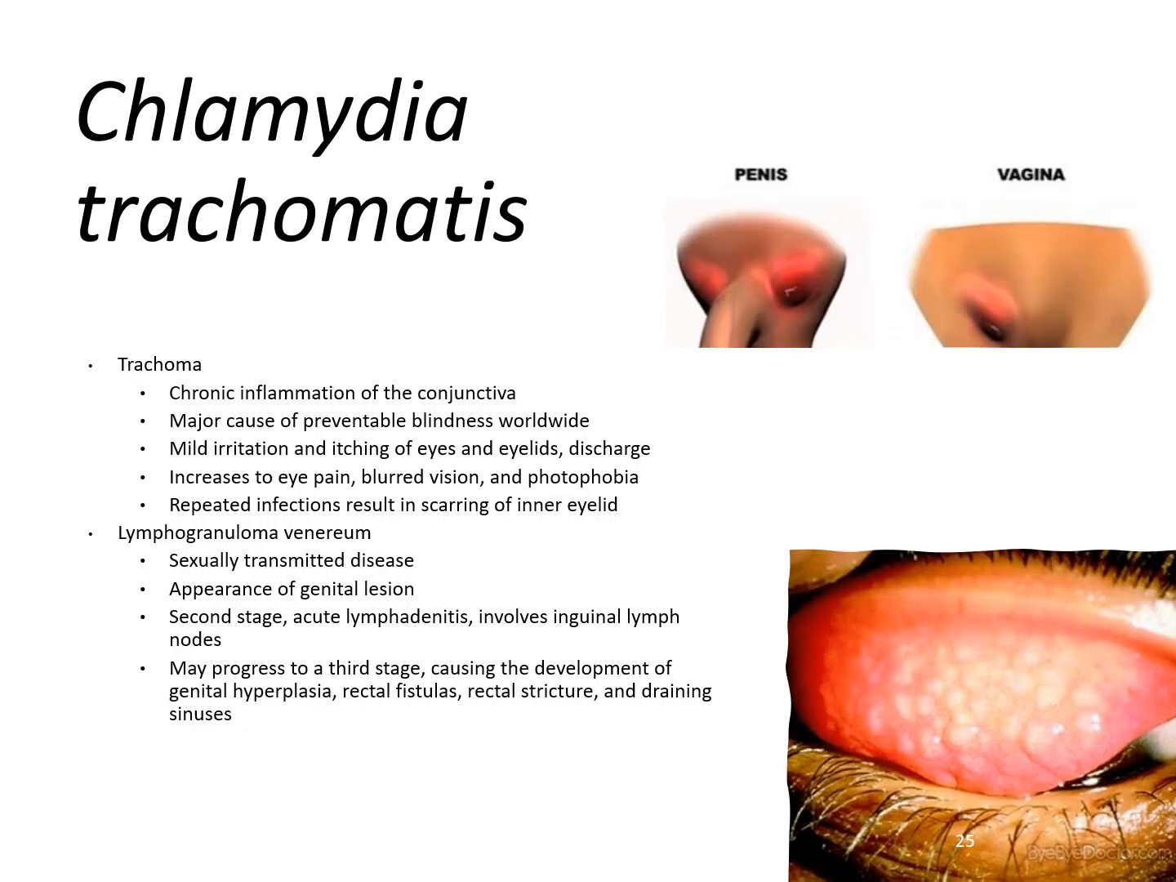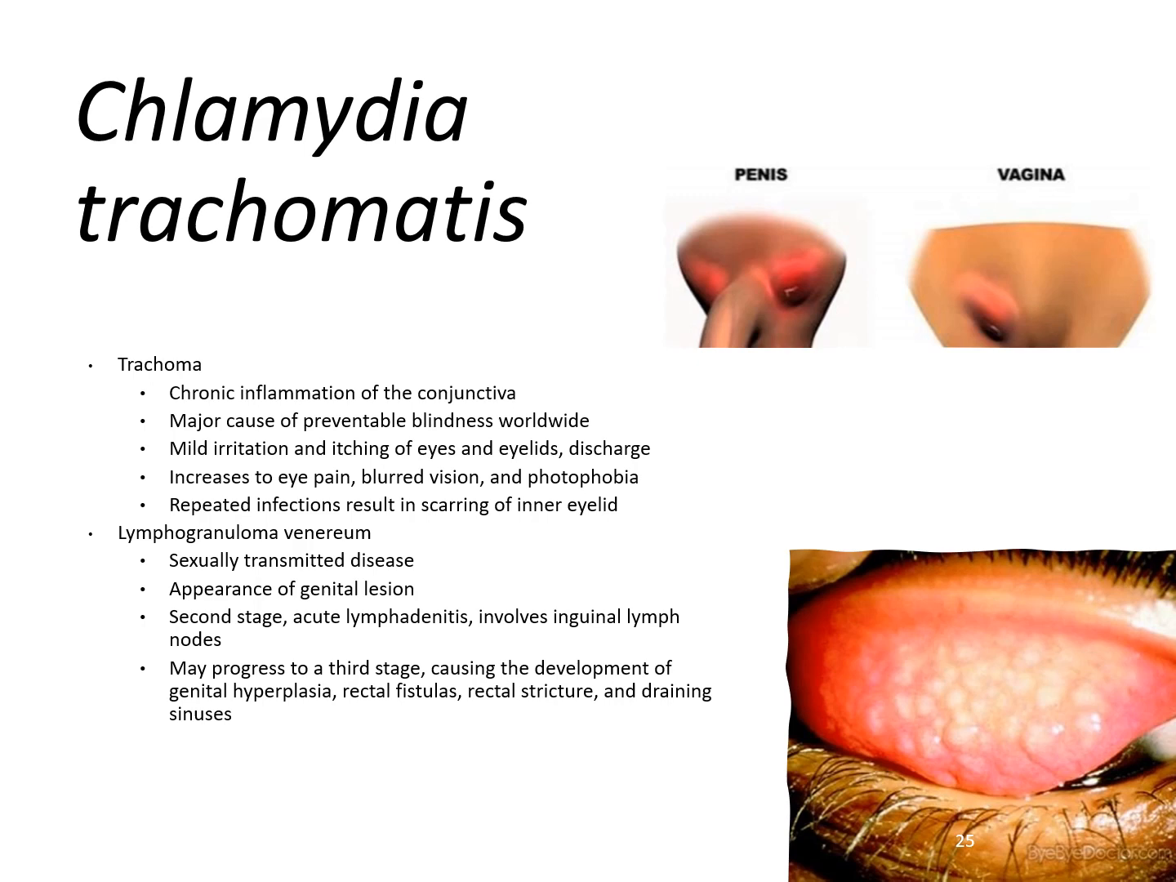Trachoma is a chronic infection of the conjunctiva, and this is a very preventable disease, but it has been known to cause blindness worldwide. It causes irritation of the eyes and eyelids, and can produce a lot of discharge. As the infection increases, it causes eye pain, blurred vision, photophobia, and then repeated infections result in scarring of the inner eyelid. You can see an example here at the bottom where you have some of that scarring of the eyelid.